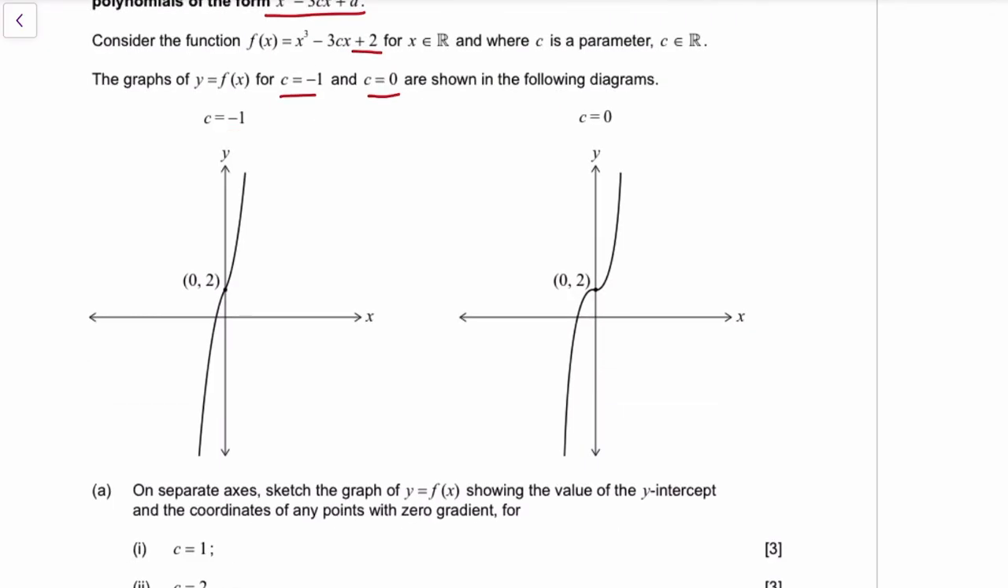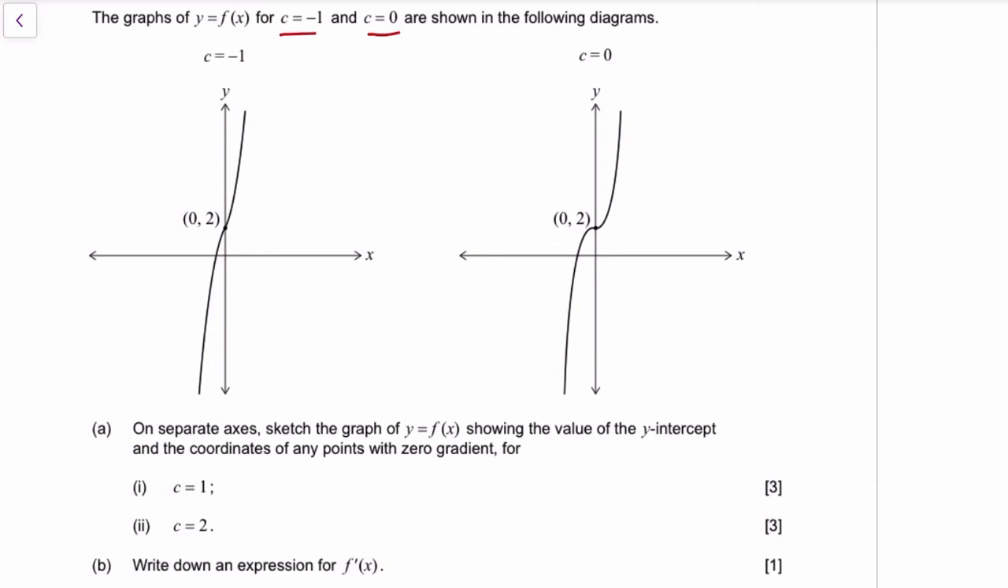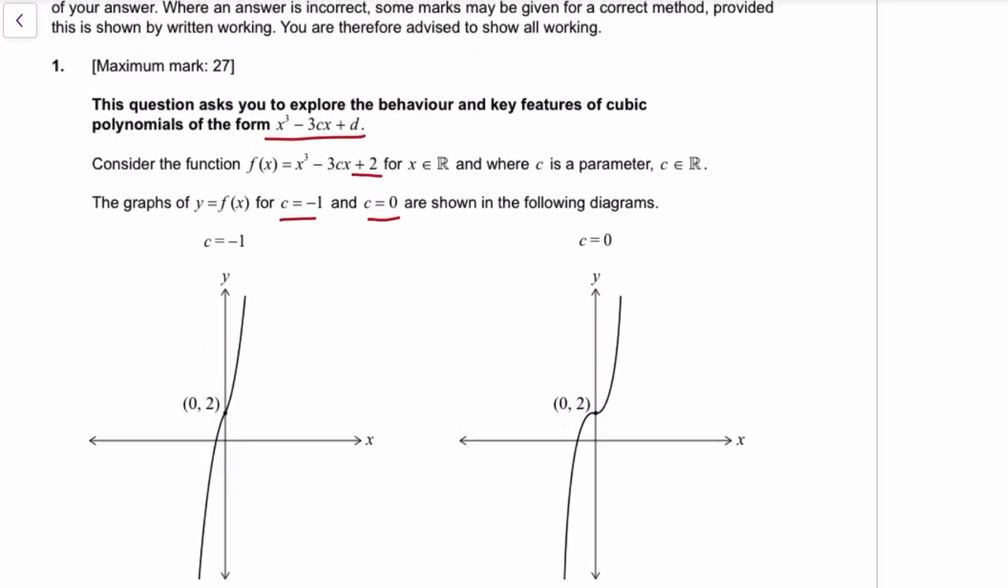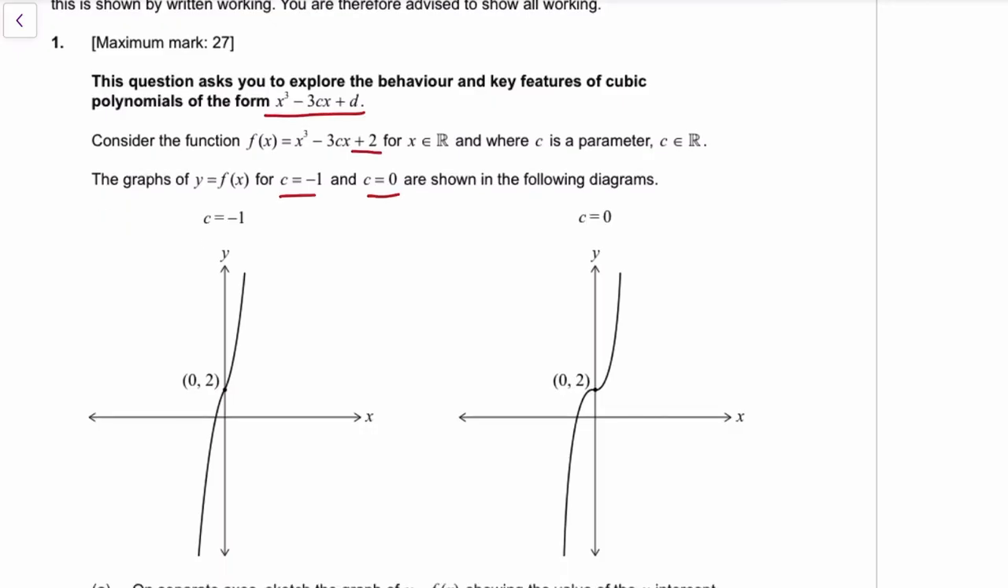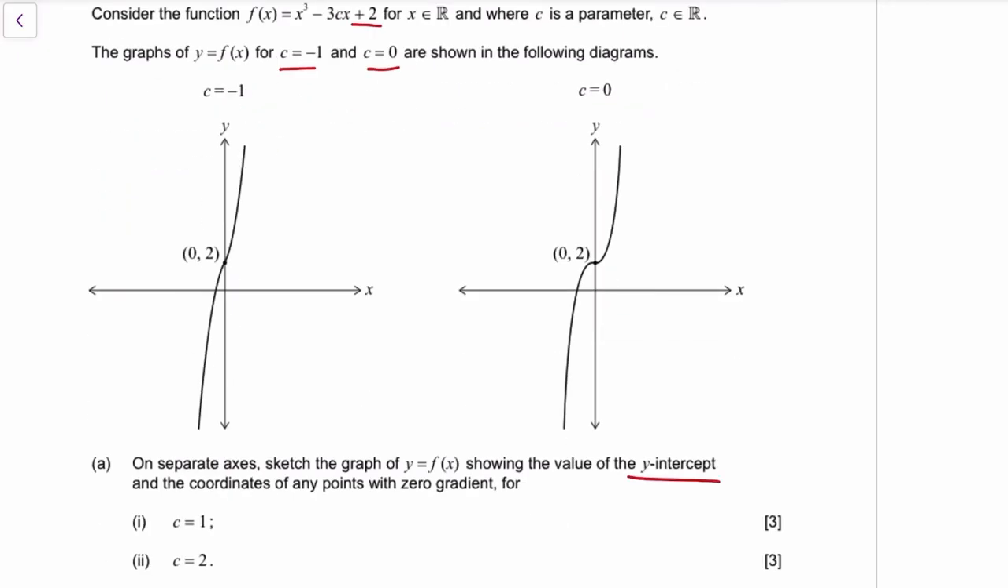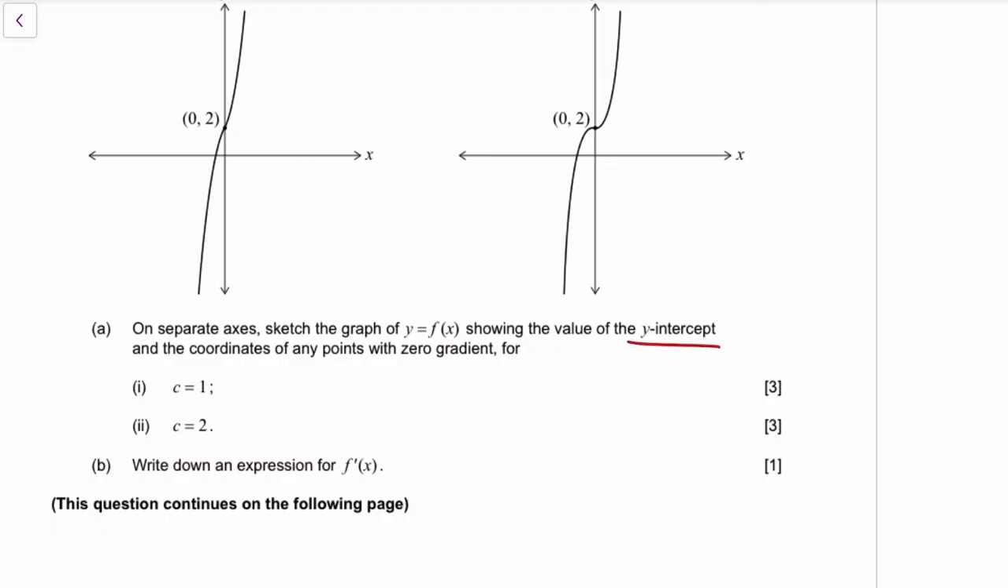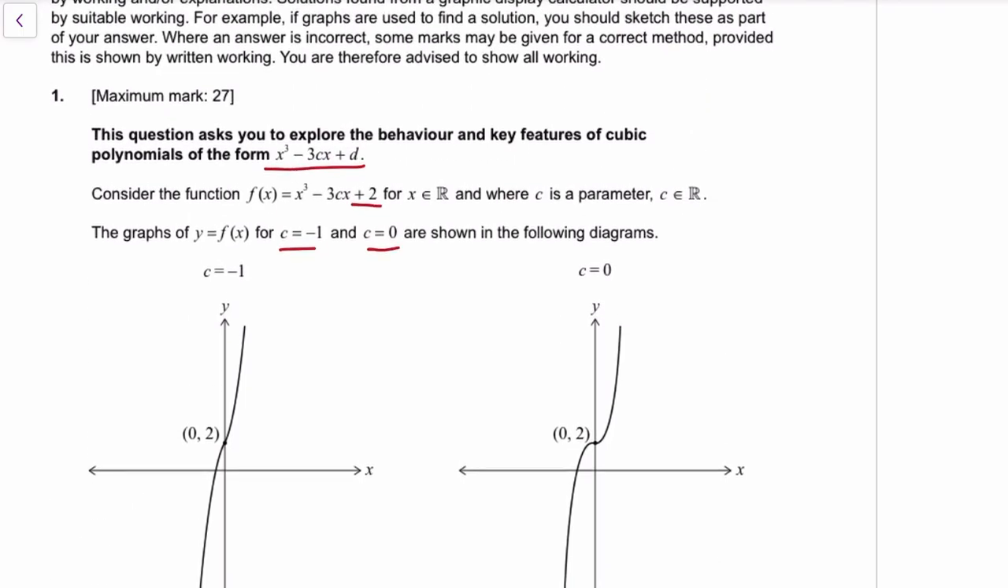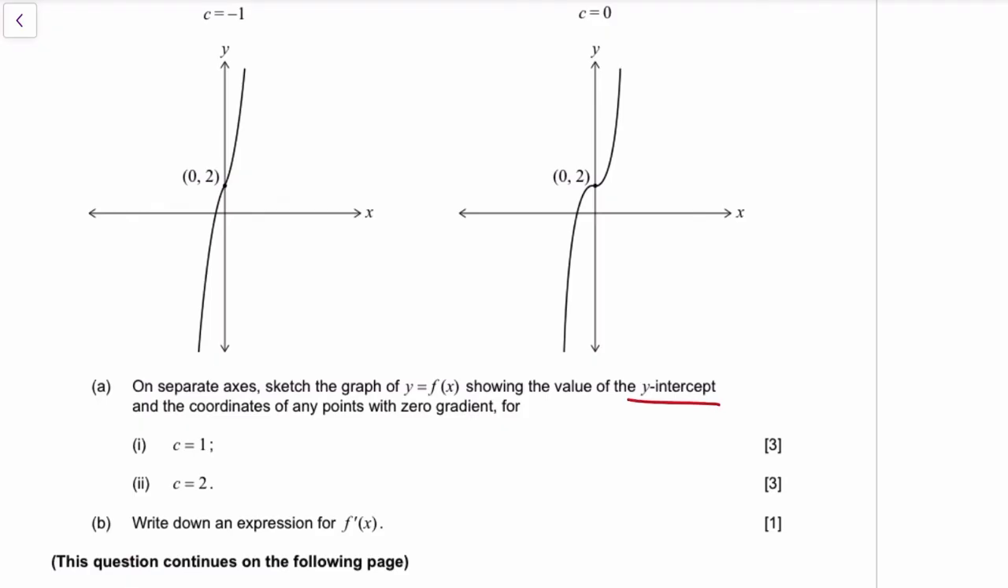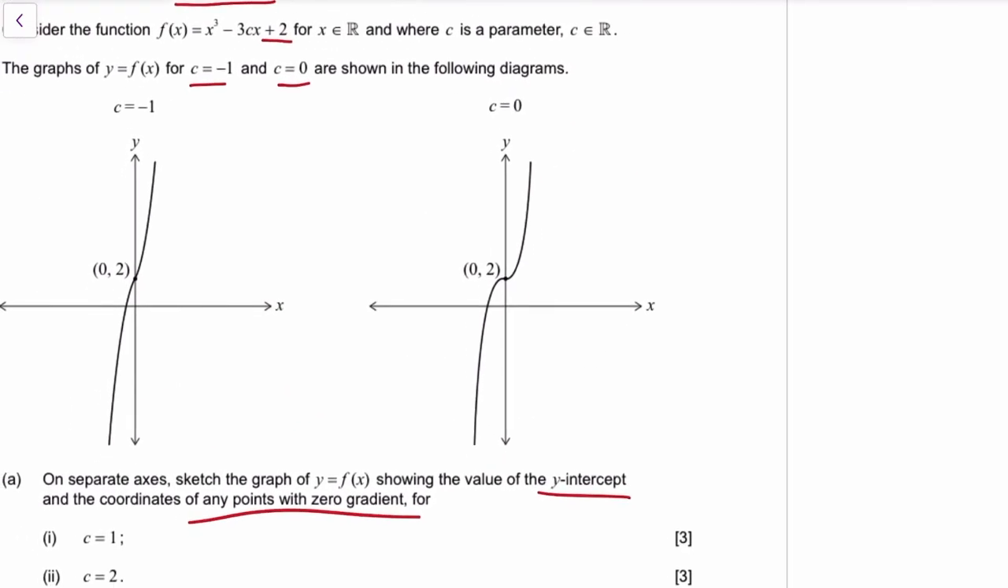On separate axes, sketch the graph of y equals f(x), showing the value of the y-intercept and the coordinates of any point with 0 gradient, for c equal to 1 and 2. What? How are we supposed to know that? With nothing? Are we supposed to graph this to know? Because we're not even supposed to differentiate it to find the point with 0 gradient. Well, I guess we'll cheat with the calculator.